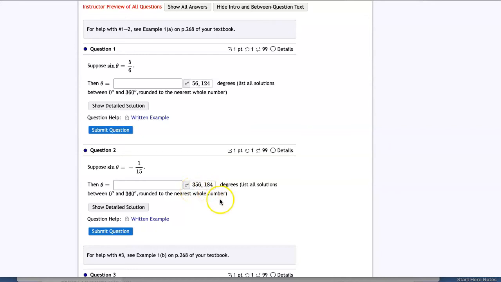As you can see, it doesn't matter if you list them from least to greatest or not. The point is, though, to pay attention to the directions. Notice we're in degrees. See that we want solutions between 0 and 360. See that we are rounding to the nearest whole number. Always pay attention to those directions.